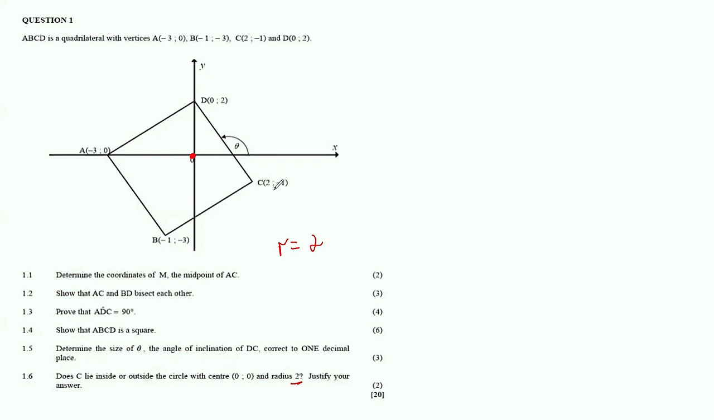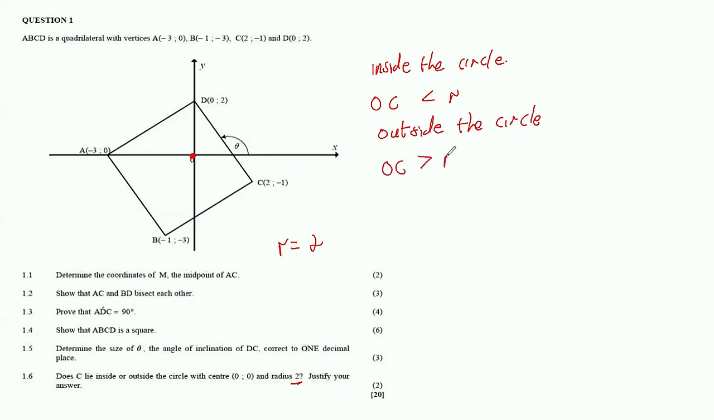But if we calculate the distance OC and find that it is greater than 2, which is greater than the length of the radius, then this proves that point C lies outside the circle. So it all depends on the radius. Let me write it. To prove that it is inside the circle, OC must be less than the length of the radius. To prove that it is outside the circle, the length OC has to be greater than the radius, right?